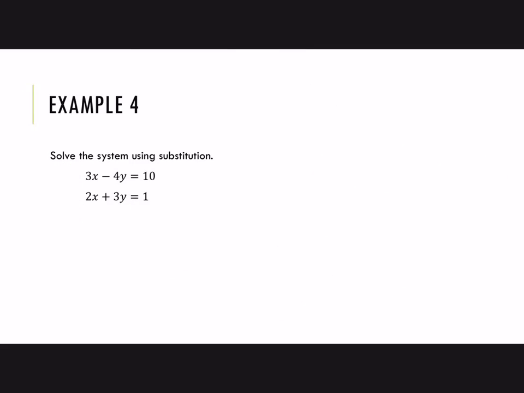Okay, let's try this one. 3x minus 4y equals 10, 2x plus 3y equals 1. Now here, neither x nor y has a coefficient of 1 in the equations, so I don't see any that seem particularly easy to solve for, so it's really up to you. Let's do one example of solving for y, because it doesn't have to be for x. And I could also start with either equation. So let me start with equation 2 this time, and I'll try to get y by itself. First I'm going to subtract 2x from both sides.